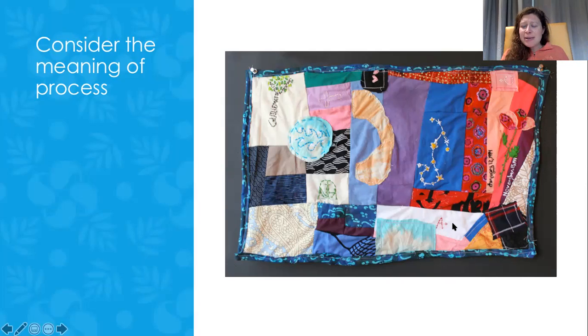So she has symbols related to various memories, related to various things that she relates to herself, as well as pieces of fabric that are taken from things like her clothing or domestic items like blankets that she had around her house. So here she's thinking about the meaning of materials and process together, and chose to do it in a very unique way.